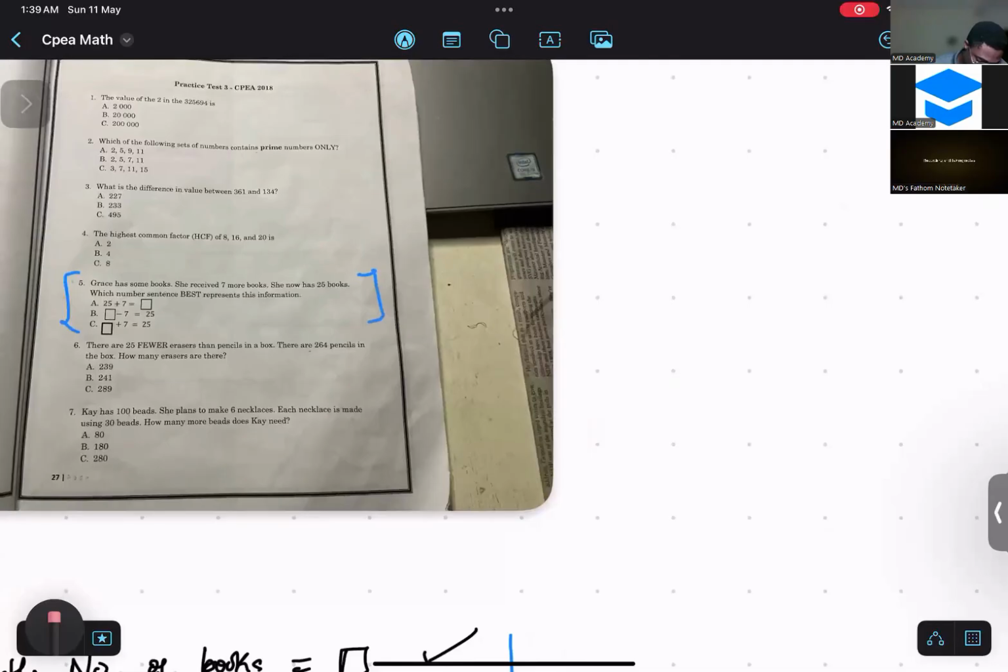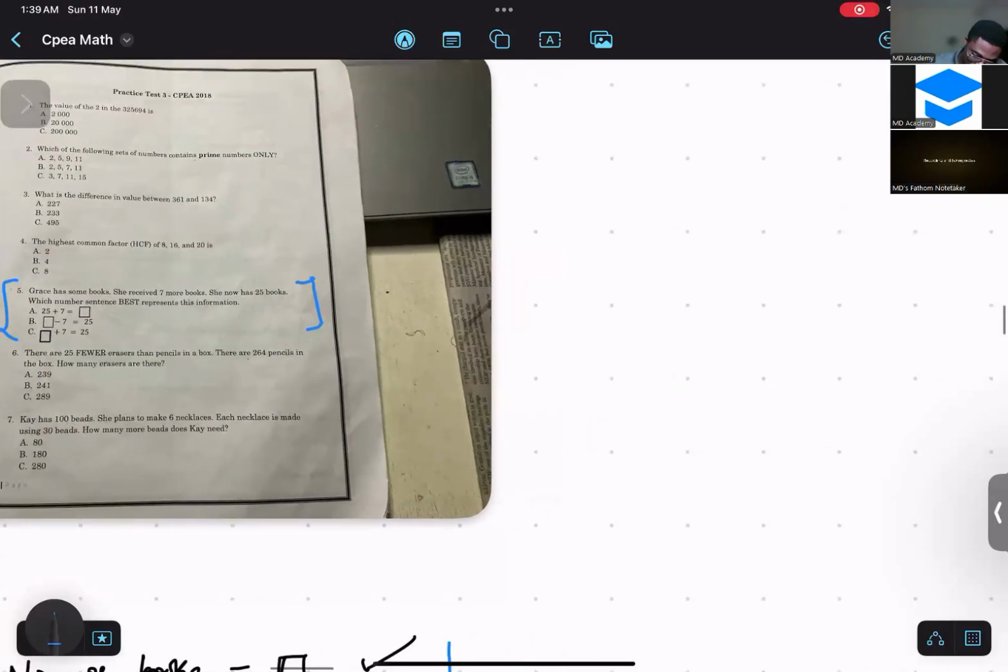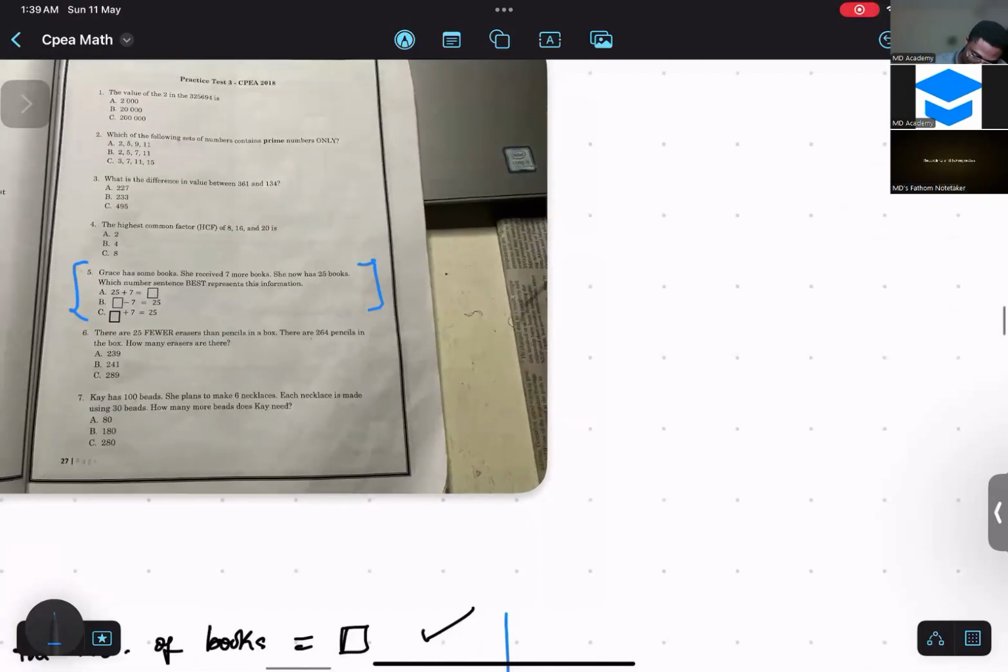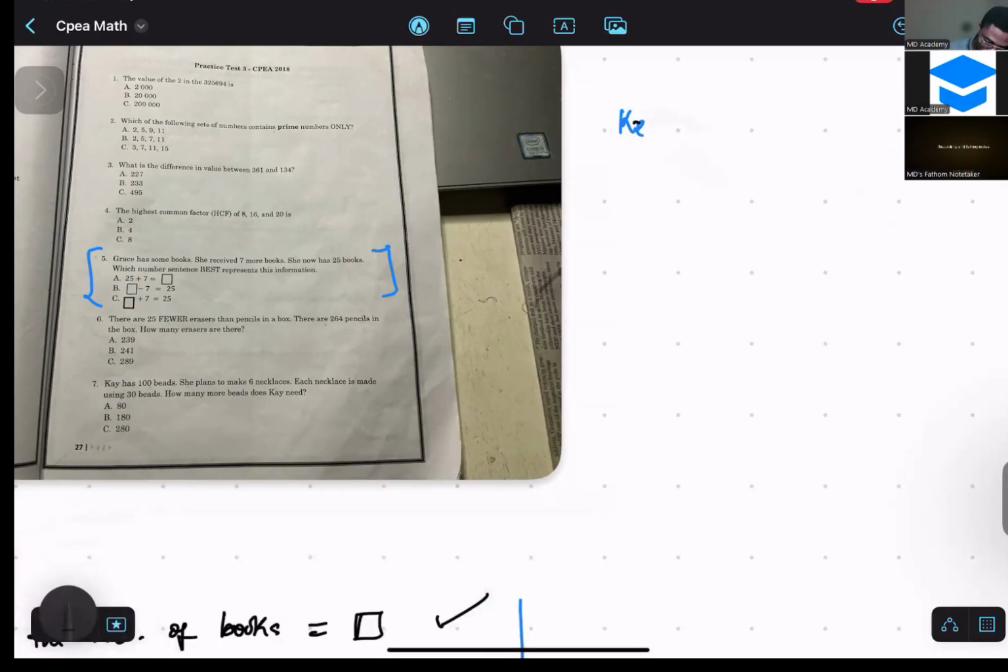So question 7 asks that K has 100 beads. She plans to make 6 necklaces. Each necklace is made using 30 beads. How many more beads does K need? All right. So let's get out the numbers and stick with those numbers. So the most important thing I want to write here is the fact that K has 100 beads.